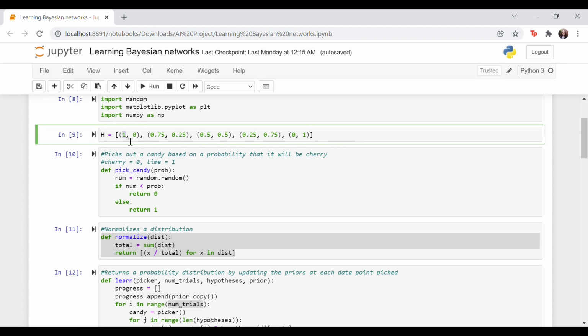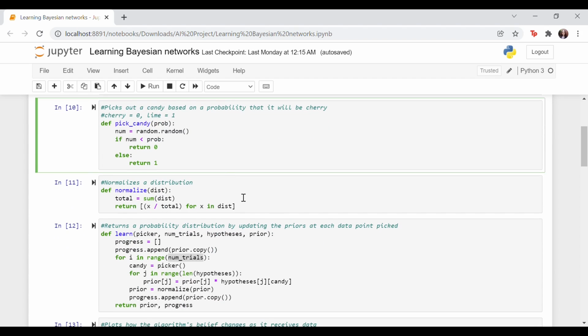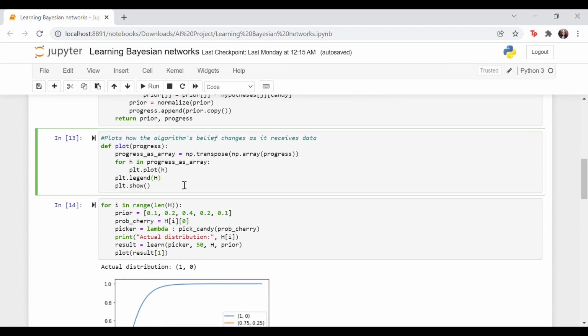With the probability of cherry coming first and then the probability of lime coming second. So this pick candy function is just going to pick out a candy based on the cherry probability. This normalize function is going to normalize the distribution. Then this learn function is going to repeatedly pick a candy using this picker function that'll be initialized with probability, then update the priors based on that, normalize the new priors, and then repeat that for the number of trials that we specified. Finally, this function is just going to plot the beliefs in all of the hypotheses as the learning progresses.